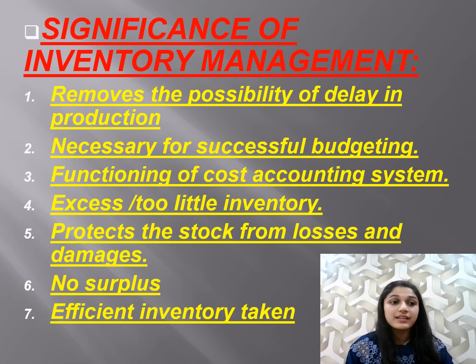The second one is necessary for successful budgeting. Inventory control is necessary for successful budgeting. If adequate inventory is maintained without locking up huge capital in it, the targets of production and sales budget would be achieved. Third one, functioning of cost accounting system.